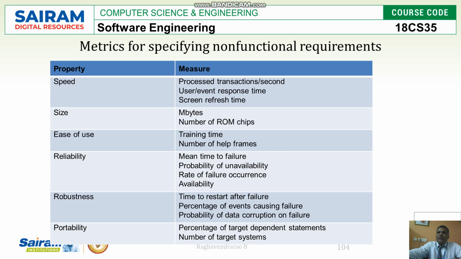Robustness: whenever the system restarts after a failure, you should consider how much time it takes. Always keep the data and the time intact, because sometimes a crash is going to happen to the system. To overcome that, how much time the system takes to come back to the normal state is the robustness of the system, and it can be calculated.